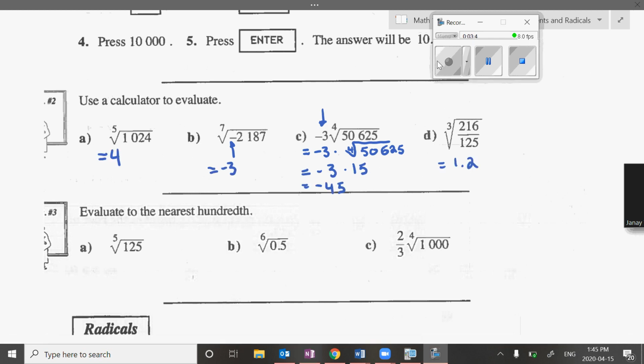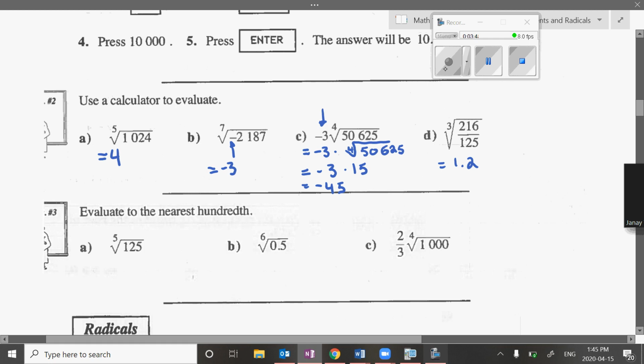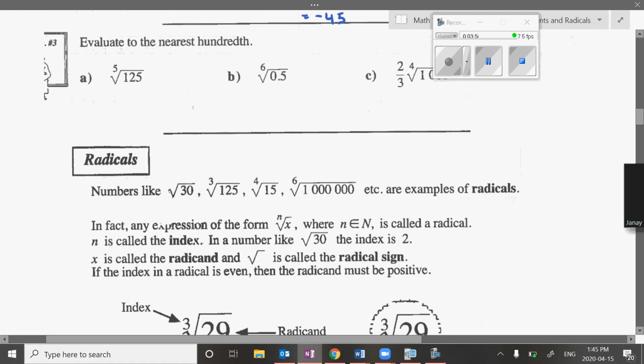So there you have it. Those are entering them. For C, you could do that in 1 step or multiple steps. I just showed you in multiple steps. I'm going to skip class example 3.